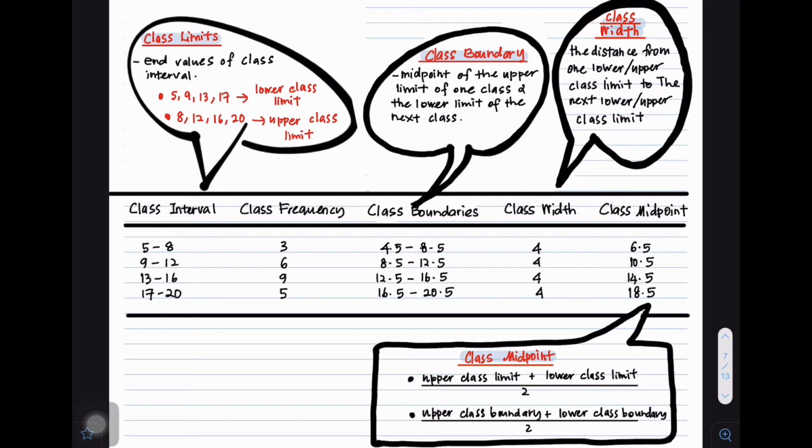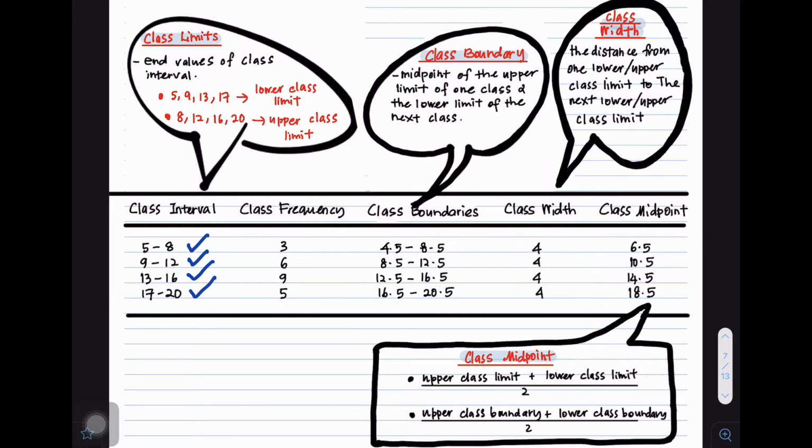Okay, so kita ada kelas interval. Kelas yang pertama adalah 5 to 8, and then the second class is 9 to 12, and then 13 to 16, and 17 to 20. Okay, so we have 4 classes here. So this is called as a class interval. Okay, interval untuk class. Okay, so what is a class limit? End value of a class is a class limit.